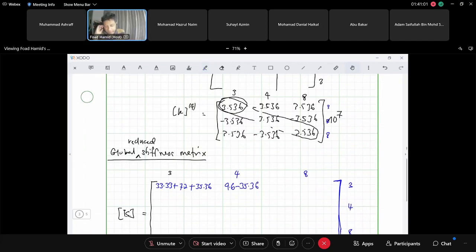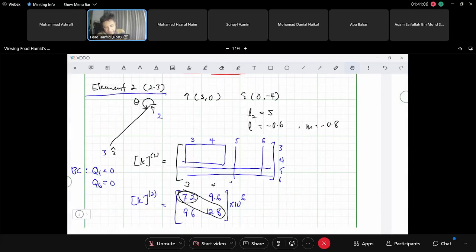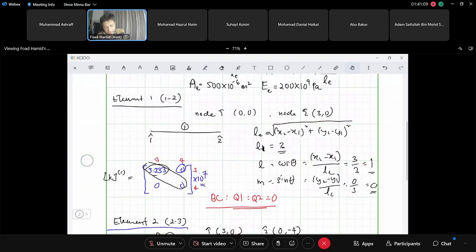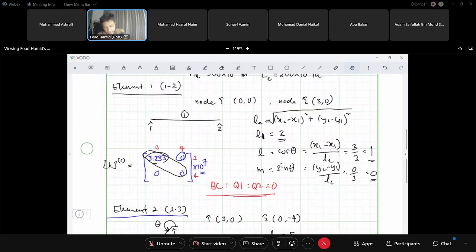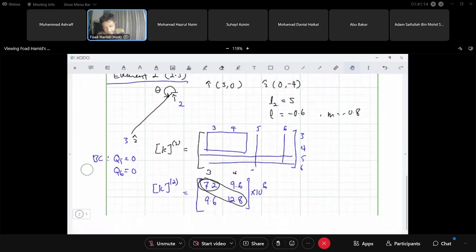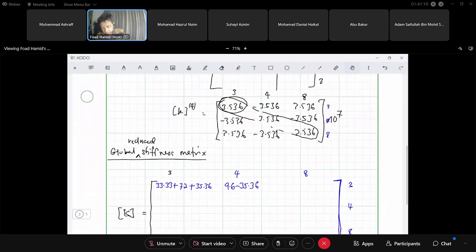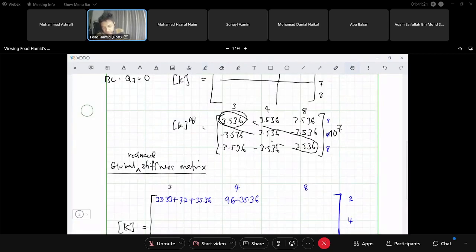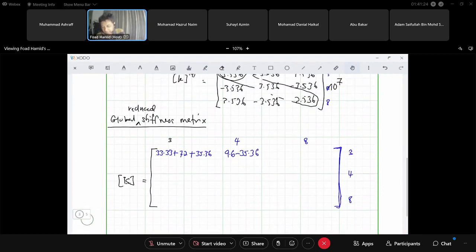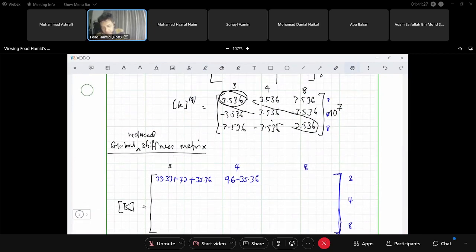And 3 and 4 for element number 1 is 0. 3 and 4 is 9.6 for element number 2, and for element number 4, 3 and 4 is 35.36. This one, yeah. And 3 and 8: do we have 3 and 8 here? 3 and 8 is this one, which is 3.536.